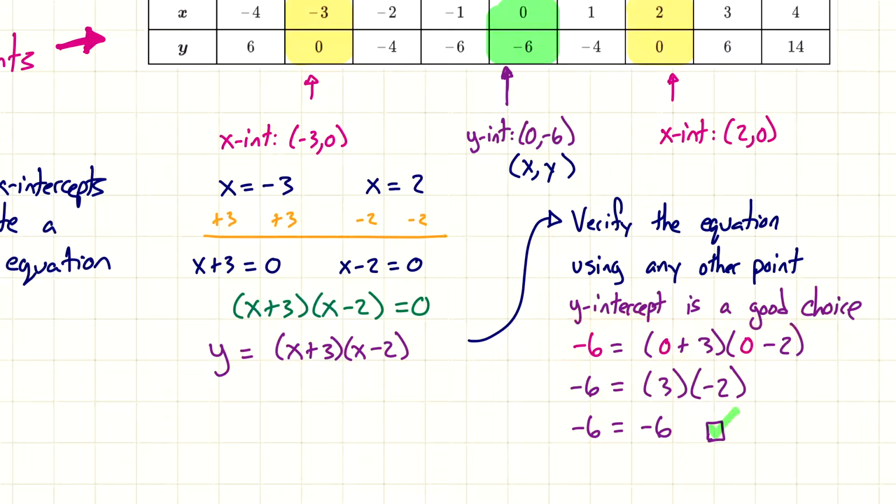And so the whole point is just to see if it works. So I simplify this. 0 plus 3 is 3. 0 minus 2 is negative 2. Be careful there. Not 2, it's negative 2. And then when we multiply those, they give us negative 6. So you'll notice both sides of the equation equal each other. So therefore, this works. That means most likely this is our final equation. So then I would accept this as our final equation.